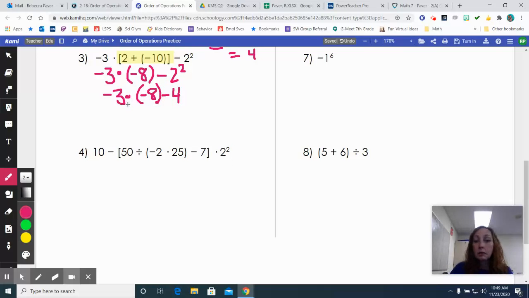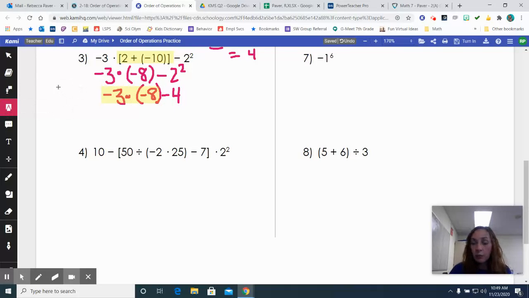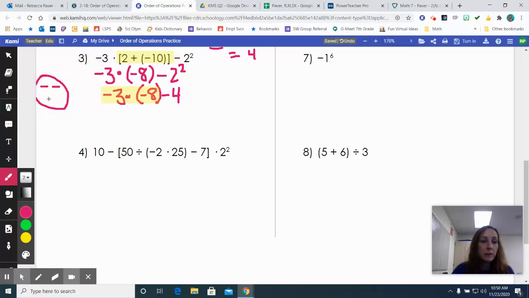At this point, I've got multiplication and subtraction. So I know that multiplication comes before subtraction. So I'm going to solve -3 times -8. Remember your rules for multiplying positives and negatives. He is negative times negative. He got to sleep in, so he is not sad about that. He is happy about that. A negative times a negative is a positive. -3 times -8 would be positive 24. Bring down the -4, and then we just have one thing left to solve. 24 minus 4 is 20.